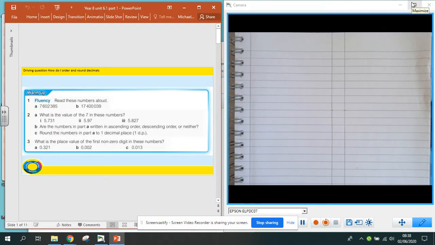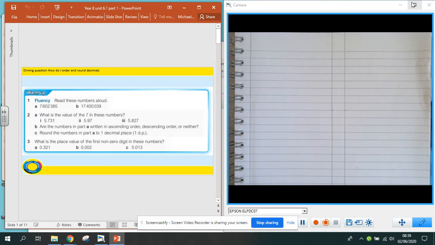Okay, so let's have a look at these first questions. Obviously, the first one I don't have to write anything down. Question 1, the first number is 7,602,385. The second number is 17,400,039. Remember that the numbers occur in groups of 3, and in each group of 3 there is 1,000, 100, and a 1. So you can use those to build up the numbers.